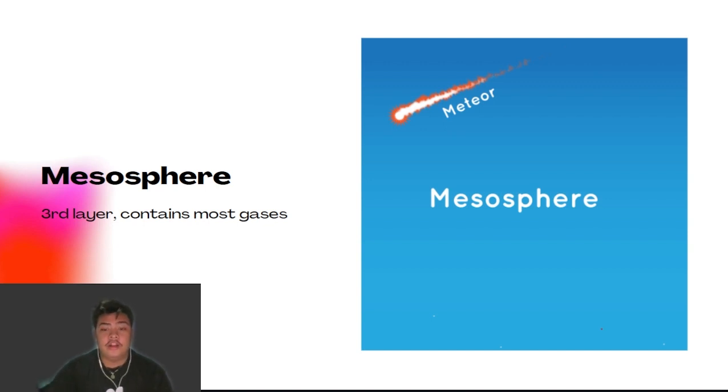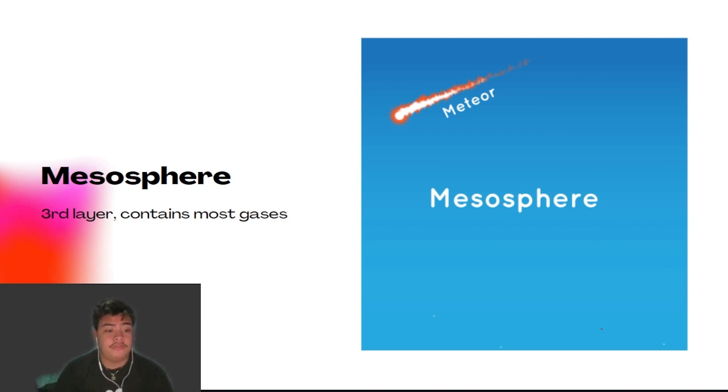Mesosphere. Third layer contains most gases. If you ever see a meteor shower, those gas components are the ones responsible for this. As an external object such as a meteor enters the Earth, it can pass through the outer layers as they don't have as much protection as this layer. The gases create friction, which causes these external objects to produce heat and break apart.